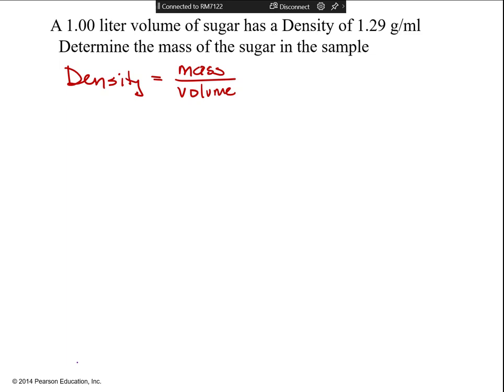Do I know density? Do I know mass? Do I know volume? You're going to know 2. 1 is going to be the unknown. So what do I know? Density. I know density, okay? So I know that density is 1.29 grams per mil.